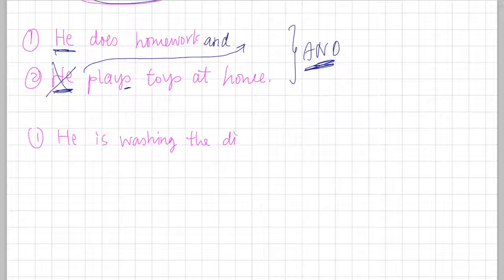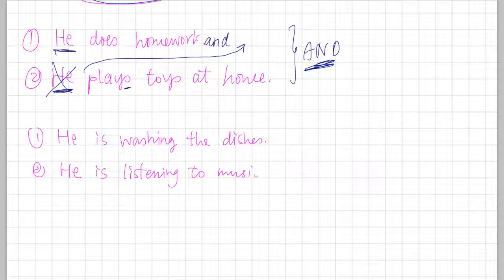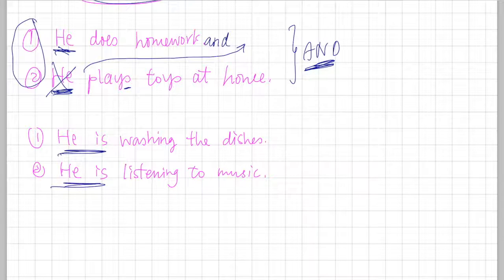washing the dishes." Second sentence, we have "He is listening to music." That's one thing these two sentences have in common. For these two, we have "he" and "he". Here we have something more, not just "he", but "he is". They are the same, right? "He" and "he is", they are the same.